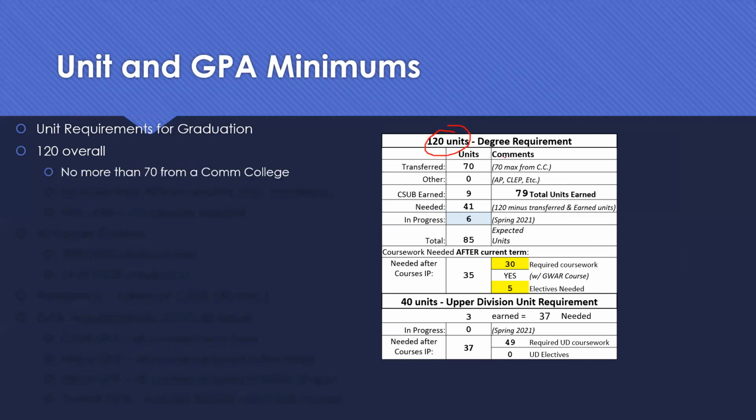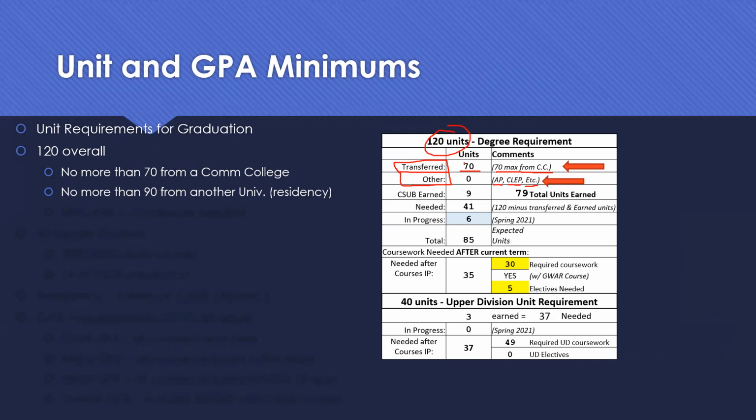However, out of these 120 units, no more than 70 can come from a community college. So you're going to see in your transfer units, if we put 70 here, it is because all of your units come from a community college, and we know that 70 is the max. Even if you took way more than 70, 70 is the max. If you're bringing in other transfer credit, for example, you took AP exams or CLEP exams, or you attended another university, we will list those here under other to make sure that we do take them into account.